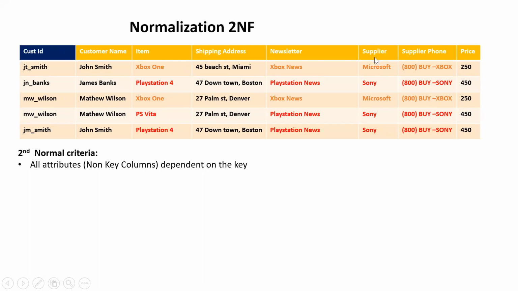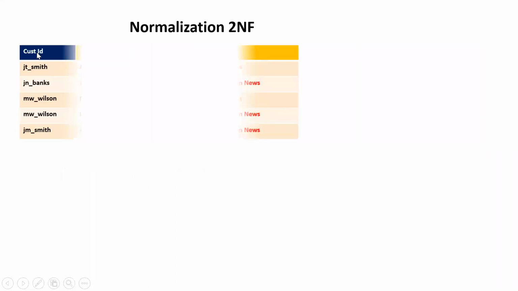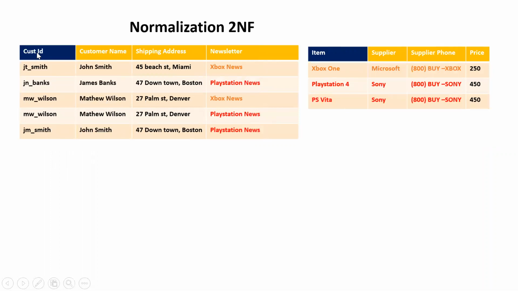Based on the supplier, I am able to identify the phone number. I am able to identify the price. I am able to identify the newsletter. I'm able to identify the item, many of the columns, right? My only whole and sole requirement should be that I can identify all of my attributes in a table from the primary key only. And to solve that problem, this is the solution.